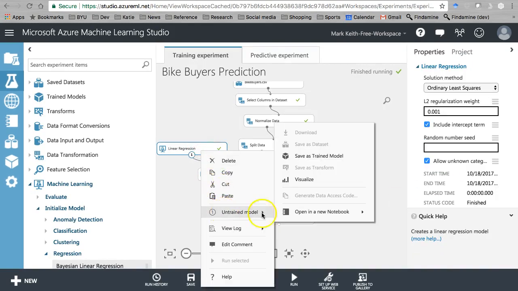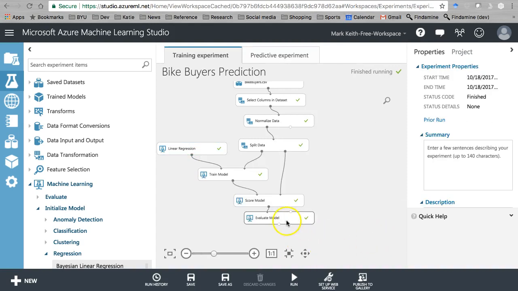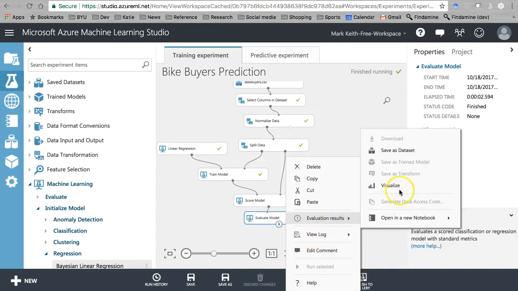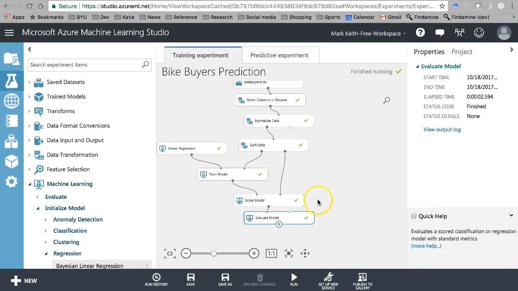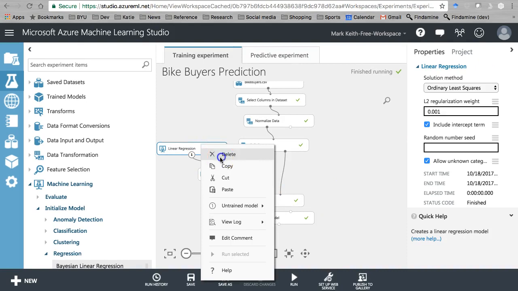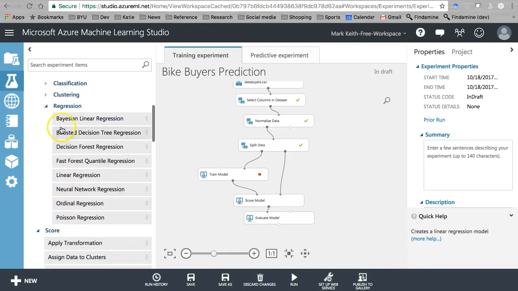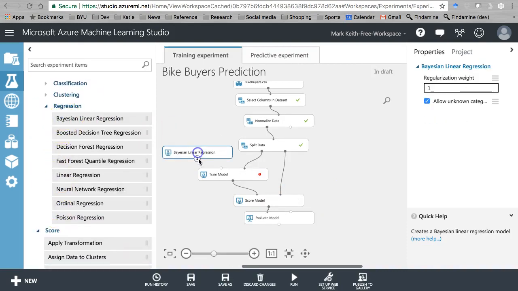Oh, I can't remember. I don't think we get an R squared. We'll have to take a quick look. Okay, root mean squared error, pretty high, 0.95 almost. So let's keep track of those numbers. RMSE 0.95-ish, R squared 0.105. Okay, let's delete this one out of there. Let's pull in our naive Bayes. Plug that in.